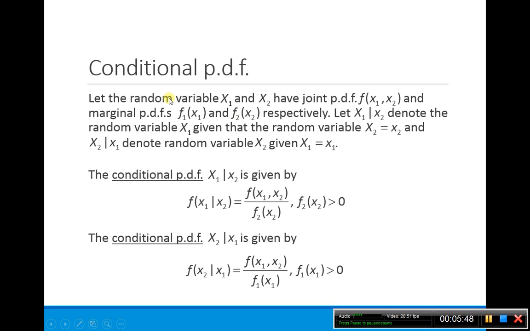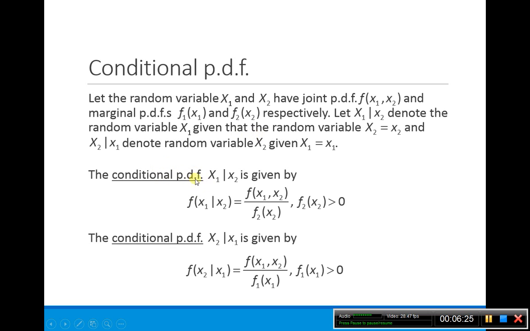Conditional PDF. Assume we have a joint PDF for variables x1 and x2, and we have these marginal PDFs, f sub 1 and f sub 2. Then we're going to let capital X sub 1 given the realization x sub 2 denote the random variable where our random variable x sub 2 is defined to be this realization.